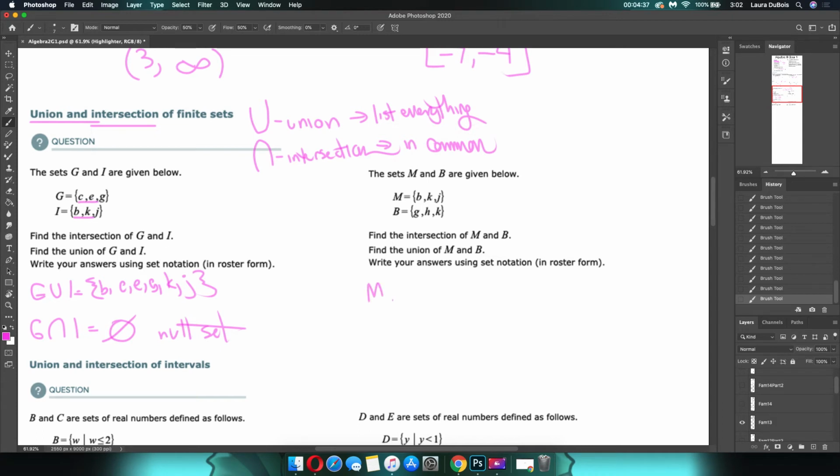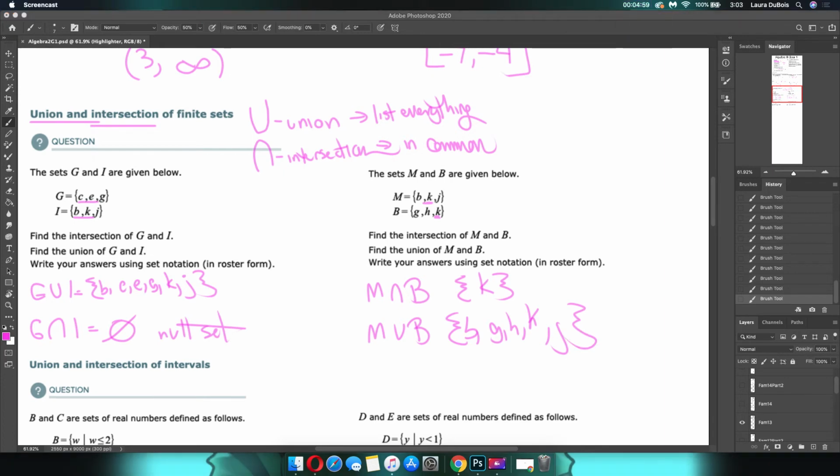So M intersect B. B, K, G, G, H, K. You see how there's a K in both of those? That's your intersection because that's what they have in common. What about M union B? You're listing everything you can think of. So B, G, H, K. We don't need to write K twice, and then J.